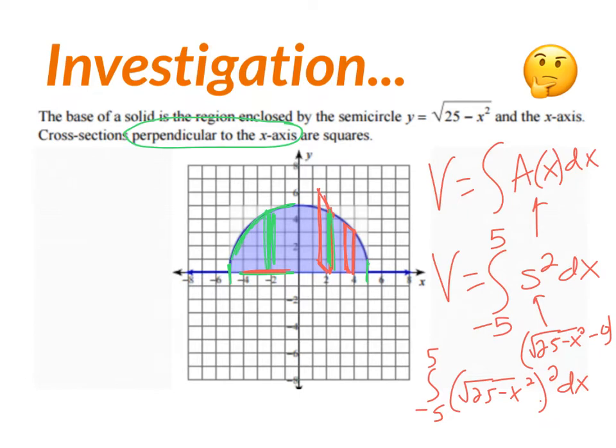That would be the setup. And so if you fully work this out, the square will get rid of the square root for you, and really it just ends up being a nice, fluffy reverse power rule. But this is the setup for cross sections of a square.